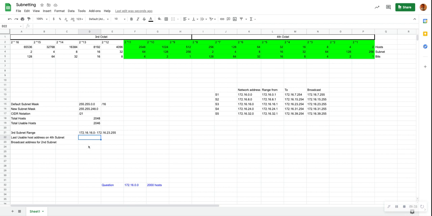Okay, so the last usable host address on the fourth subnet. Again, we can't use the broadcast address for a host. So that is our answer there, 172.16.31.254. And then the broadcast address for the second subnet is simply the last one on this network there. Okay, so hopefully that's clarified the differences now between a Class B and Class C, and I hope you understand this thoroughly.